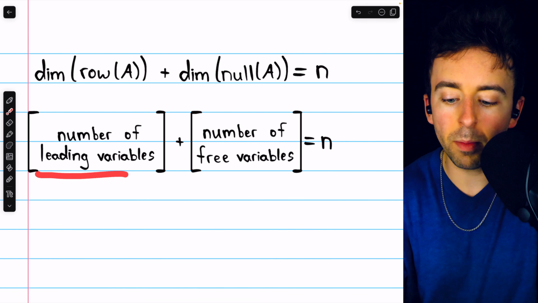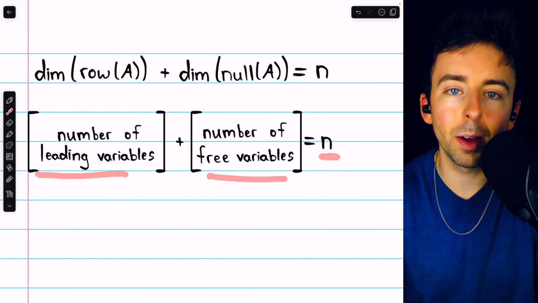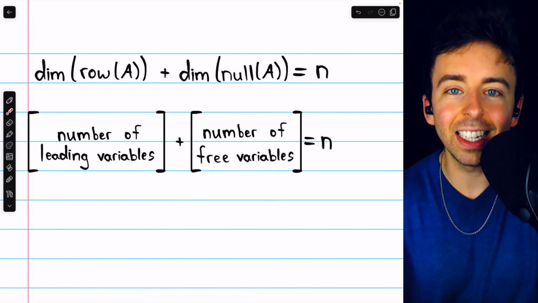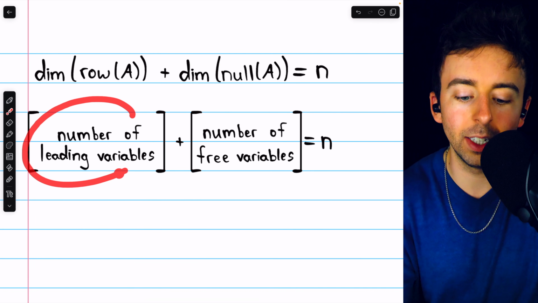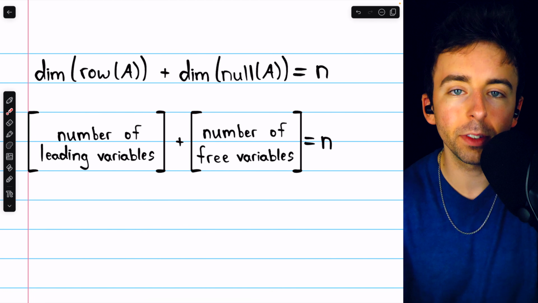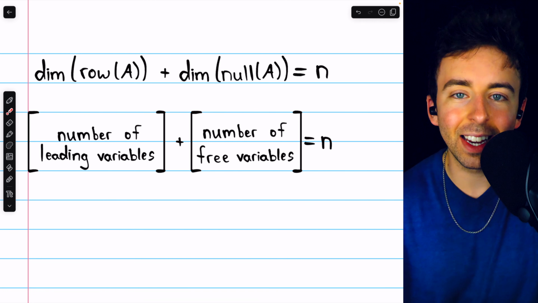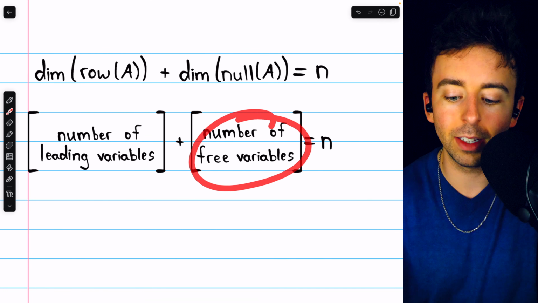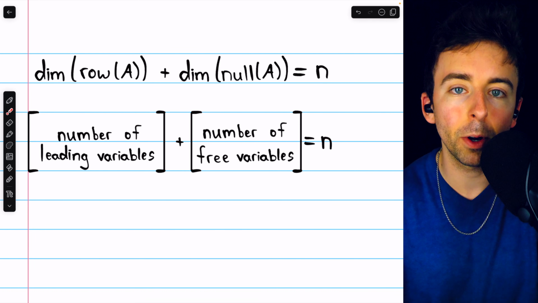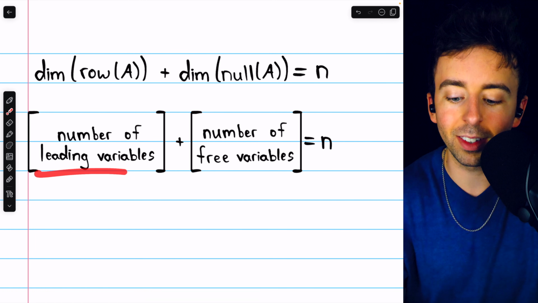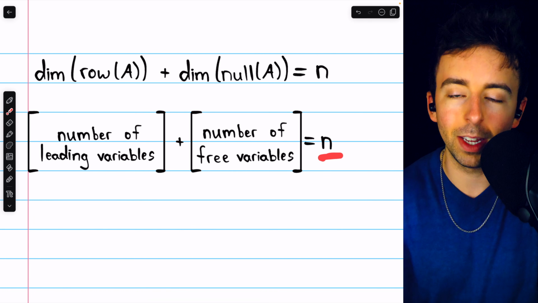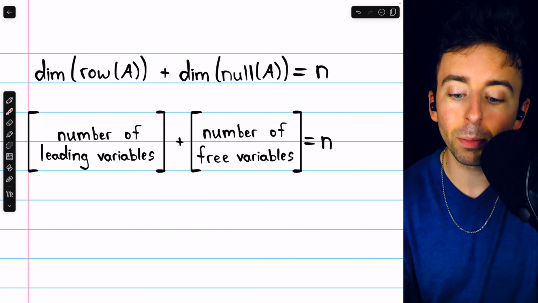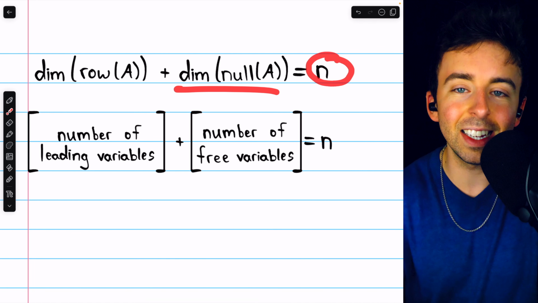And of course, the sum of these numbers is n, the number of columns, because each column either contains a leading one, and so is counted in the number of leading variables, or the column does not contain a leading one, in which case it corresponds to a free variable, and so is counted towards that number. So each column is accounted for exactly once, thus this sum is equal to n, the number of columns. So the dimension of the row space plus the dimension of the null space is indeed equal to n.